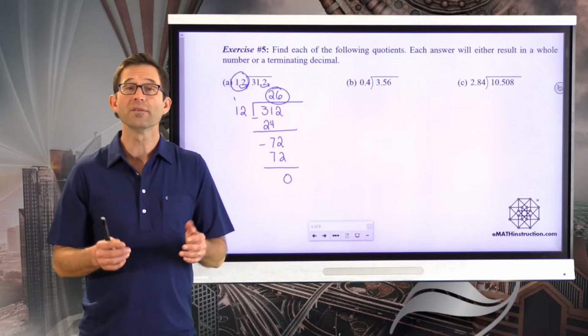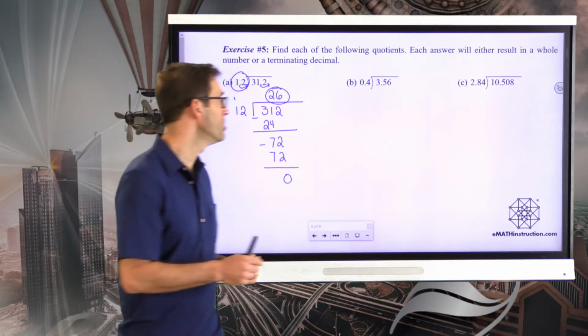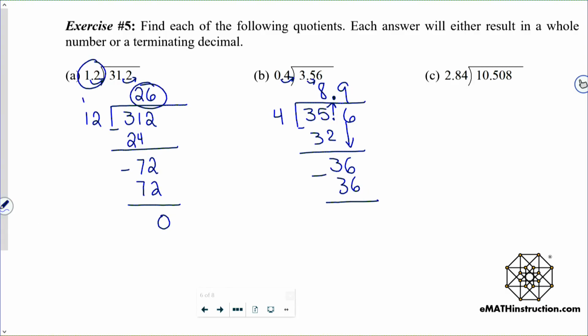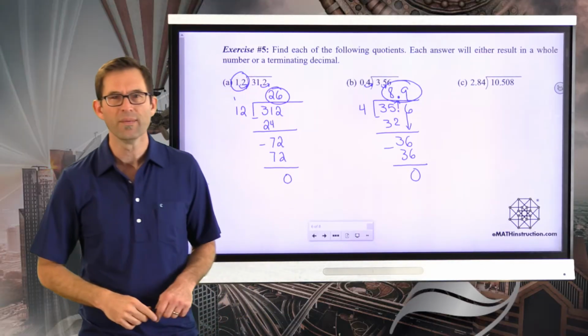All right, well, letter B is not too different from letter A, but let's go through it. We just need to move that decimal place 1 unit to the right in both cases. So we'll have 4 divided into 35.6. How many times does 4 go into 35? That's going to be 8 times, leaving me with 32. When I do the subtraction, we'll get 36 as we drop the 6 down. We've got to move that decimal point up. 4 goes into 36 9 times. That gives me 36. Subtract, remainder of 0. 8.9.